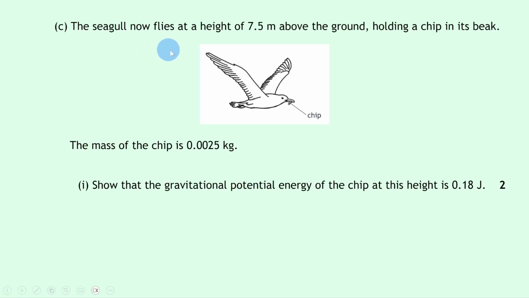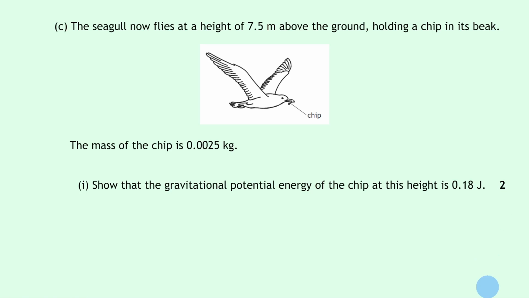Part C says the seagull now flies at a height of 7.5 metres above the ground, holding a chip in its beak. The mass of the chip is 0.0025 kilograms. Part 1 says show that the gravitational potential energy of the chip at this height is 0.18 joules, and there's 2 marks given for this.